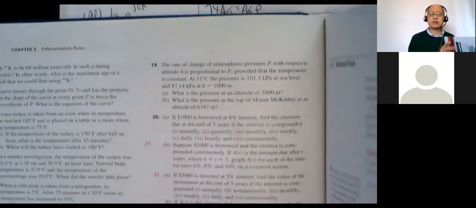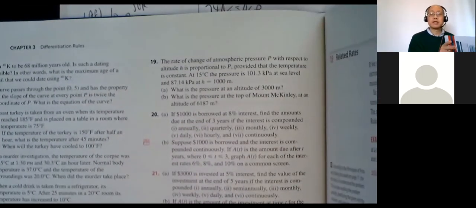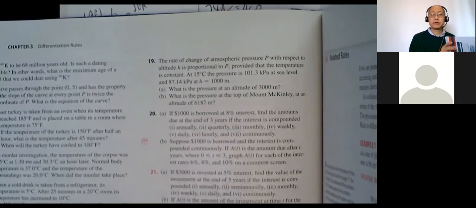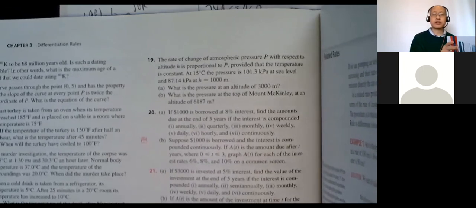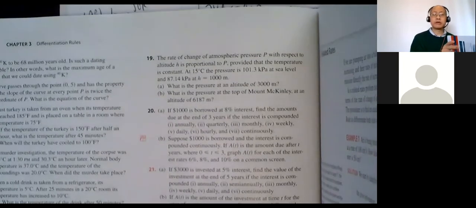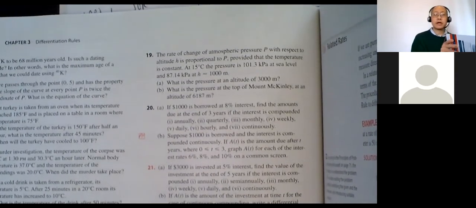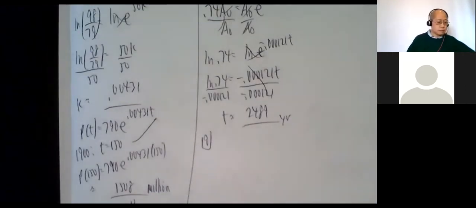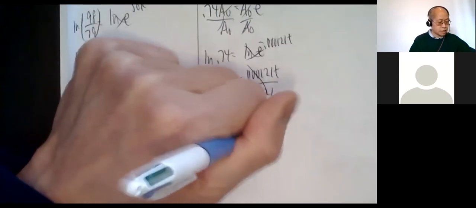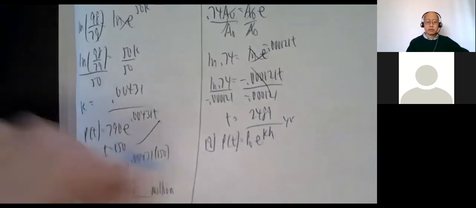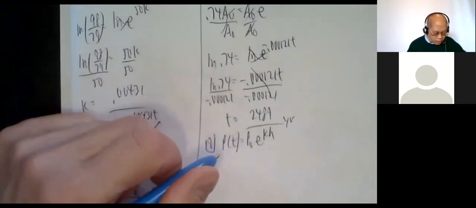Okay, 19 is the same thing except we're doing it with altitude and pressure. The rate of change of atmospheric pressure is proportional to P. The initial pressure at sea level is 101.3 kilopascals, and then it gets smaller as the altitude goes up. So P is P0 e to the kh. This time it's not time, but height or altitude.